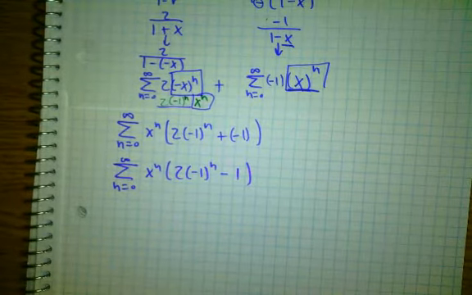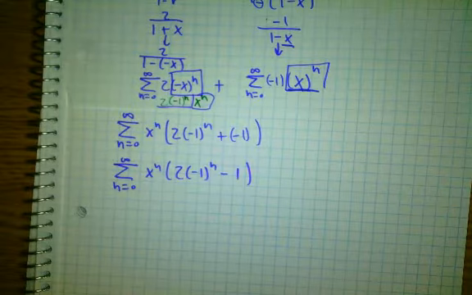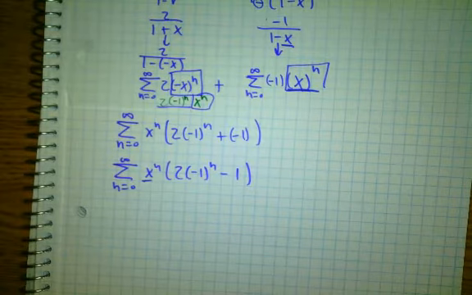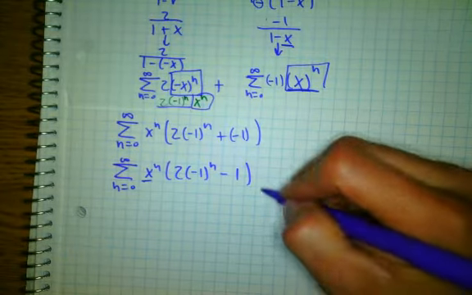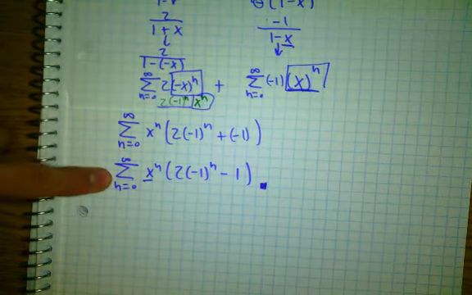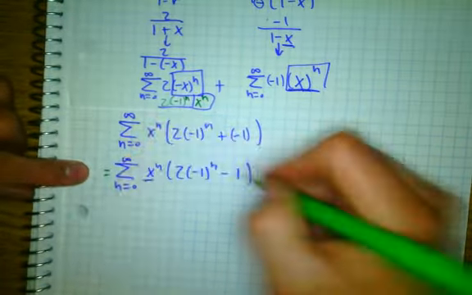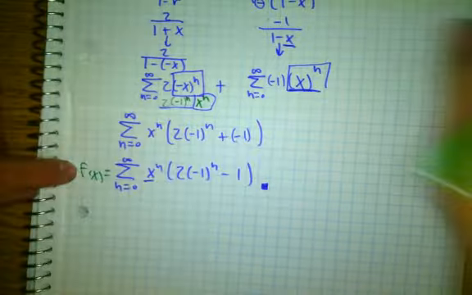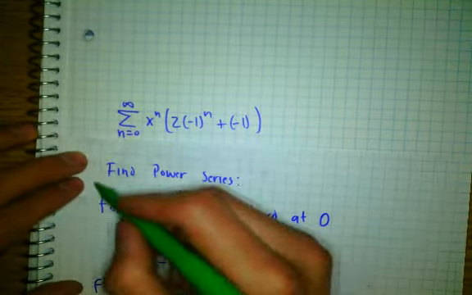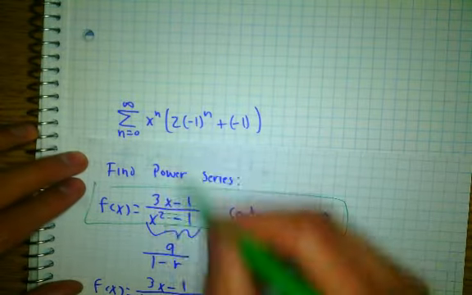Is this center at 0? How do you know? Remember, it would have to be x minus something, which technically there is an x minus 0 there. So we've got our representation. This function right here, this series right here represents f of x, which is what we started with. This gets represented by that series. Cool?